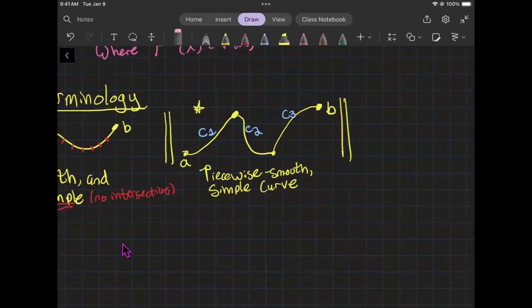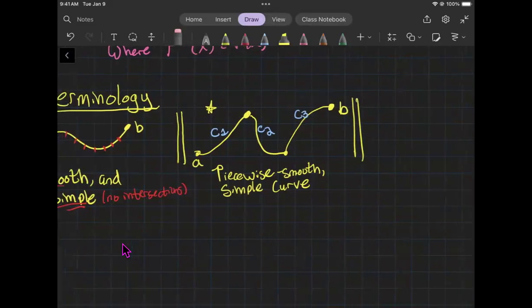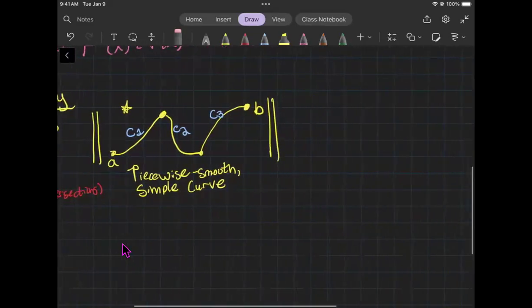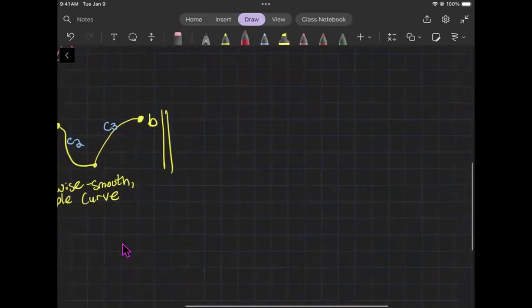Smooth, this curve would be, you can divide the curve into a uniform length. You can divide the curve into even partitions, and each of those partitions will be continuous. Simple, there are no intersections, right? Simple means there are no intersections.